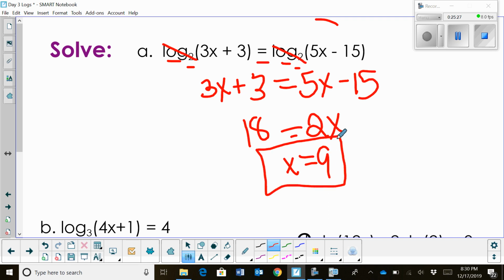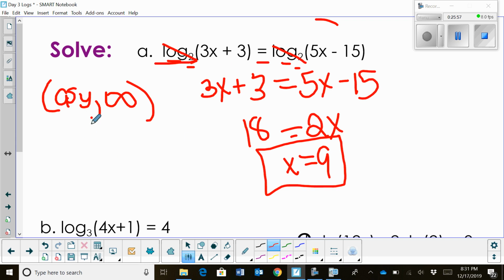Now, this one actually is 9. But sometimes you're going to get a solution that doesn't work. Well, how do you check it? Well, you have to think a logarithm has a domain from some asymptote. So I'm just going to call it a vertical asymptote. So some asymptote to infinity. If it's just a regular log without negatives or anything, it's just an asymptote to infinity.